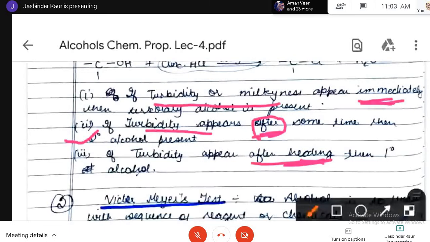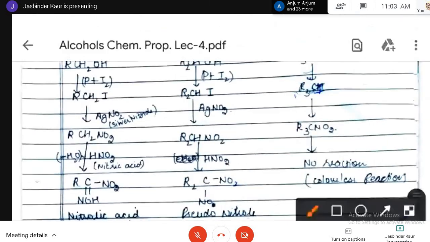When it is treated, then finally if red color is formed, then it is primary alcohol. If blue color is formed, then it is secondary alcohol, and if no color or no reaction, then it is tertiary alcohol.